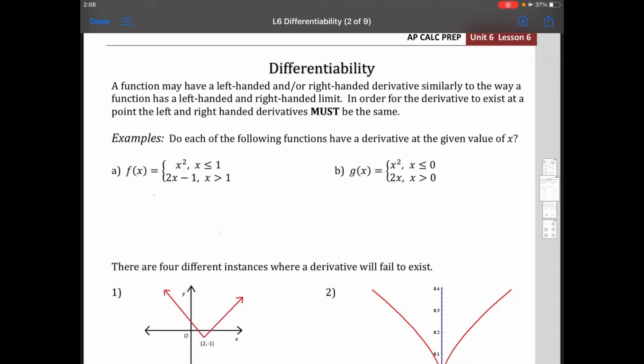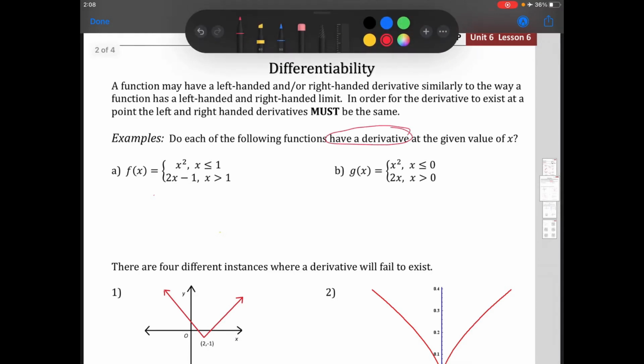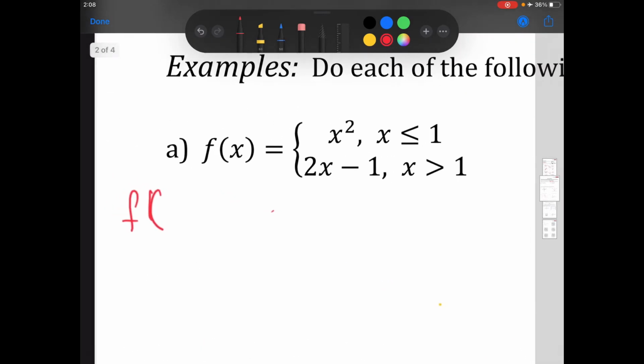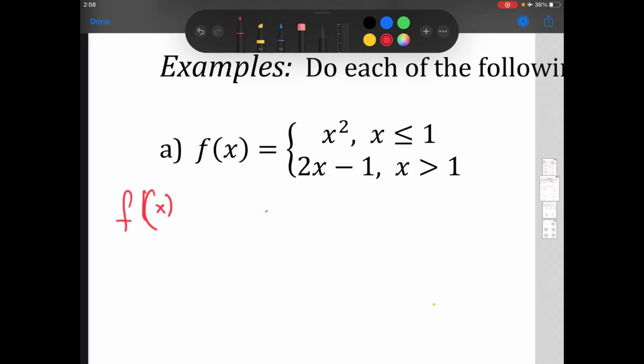It says, do each of the following functions have a derivative at the given value? In order to check for a derivative, you must check for continuity. So the first one is a piecewise function, so I'm going to check whether it's continuous at 1 or not. So how do we do that? My first function is, I'm going to actually zoom in. So f of x equals, this looks really messy, I'm going to rewrite it.